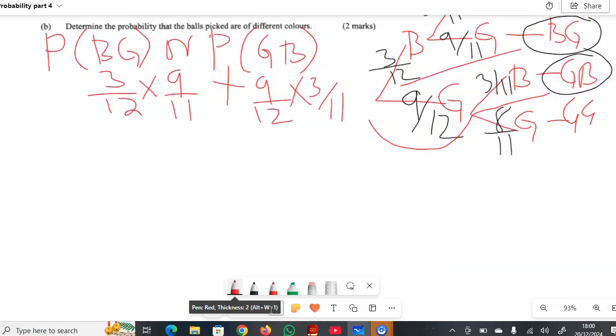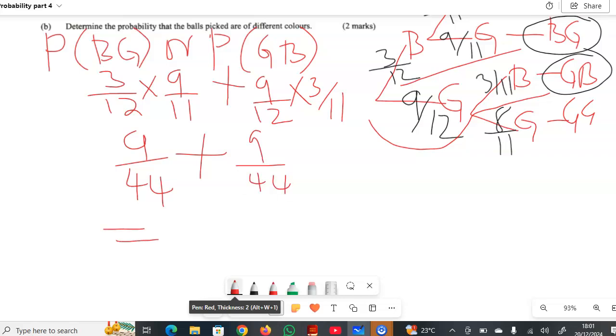The 3 over 12 times 9 over 11, we are going to have as 9 over 44. We add 9 over 12 times 3 over 11, that is 9 over 44. And when you add the 2, you are going to have 9 over 22.